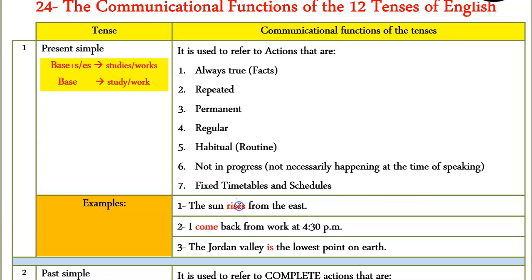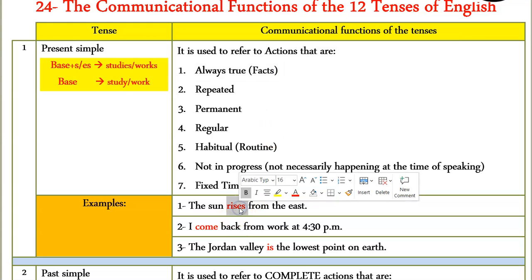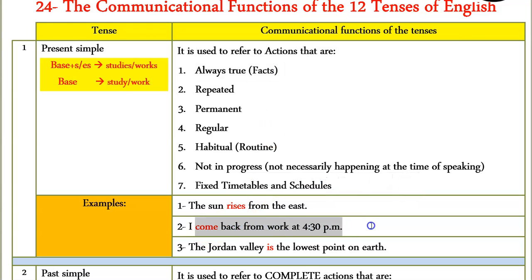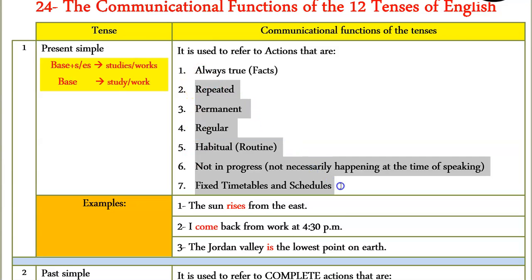The sun rises from the east. This is something always true or a fact. That's why we use the present simple. I come back home from work at 4:30 p.m. This is something repeated, permanent, regular, habitual, and it has to do with a fixed timetable or schedule.